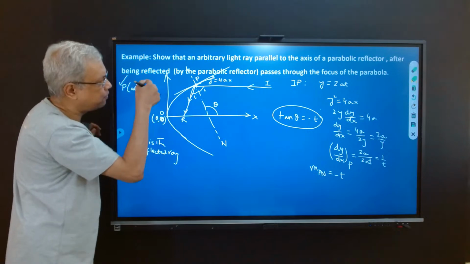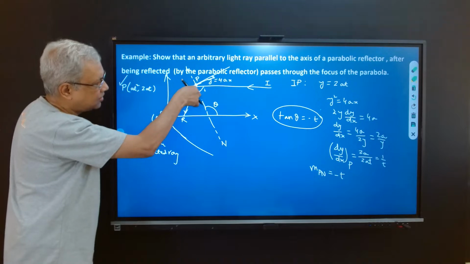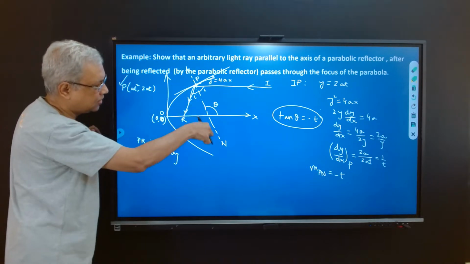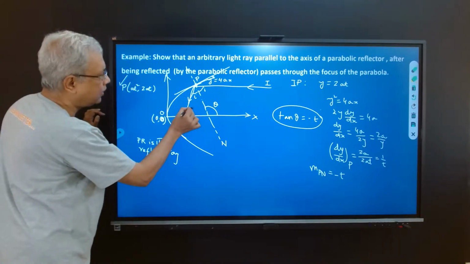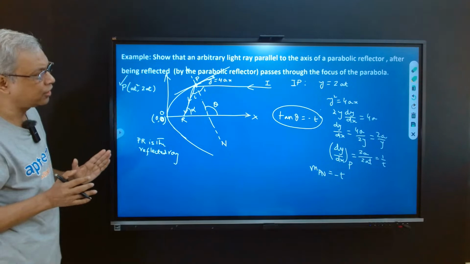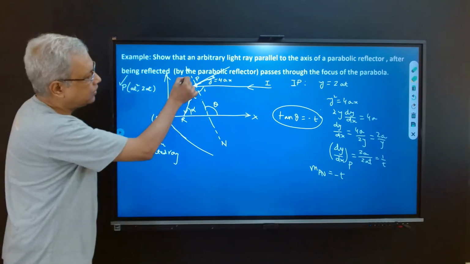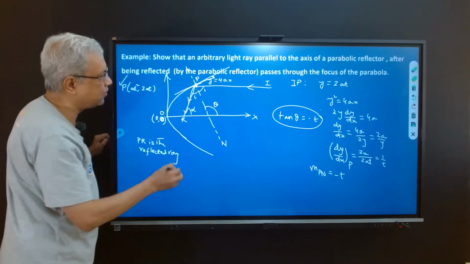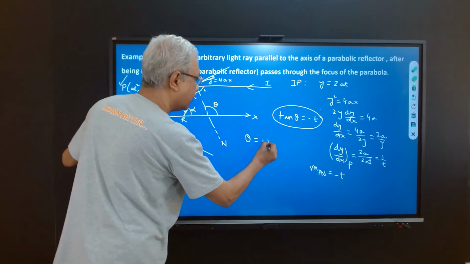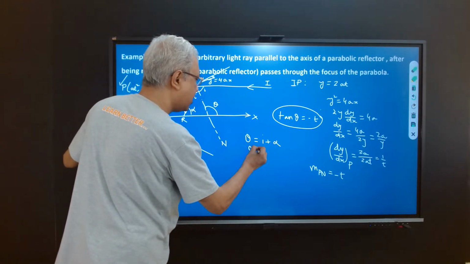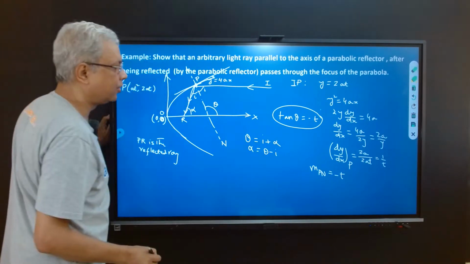Angle of reflection, as per Snell's law, is again I, and I is the angle the reflected ray makes with the normal. So if this is I, then what is this? If I call this angle alpha, the inclination of the reflected ray with the positive x-axis, then from this triangle you can easily write theta equal to I plus alpha. So alpha is theta minus I.